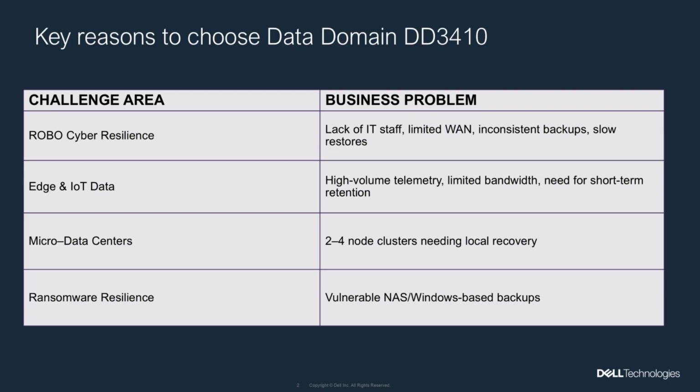At the same time, edge and IoT locations are producing massive volumes of telemetry that must remain on site for real-time processing and compliance, creating a need for short-term, high-integrity local retention. Many of these sites now run micro data centers with small VMware clusters, Kubernetes environments, or core infrastructure servers that require dependable local backup to ensure continuity during WAN outages.